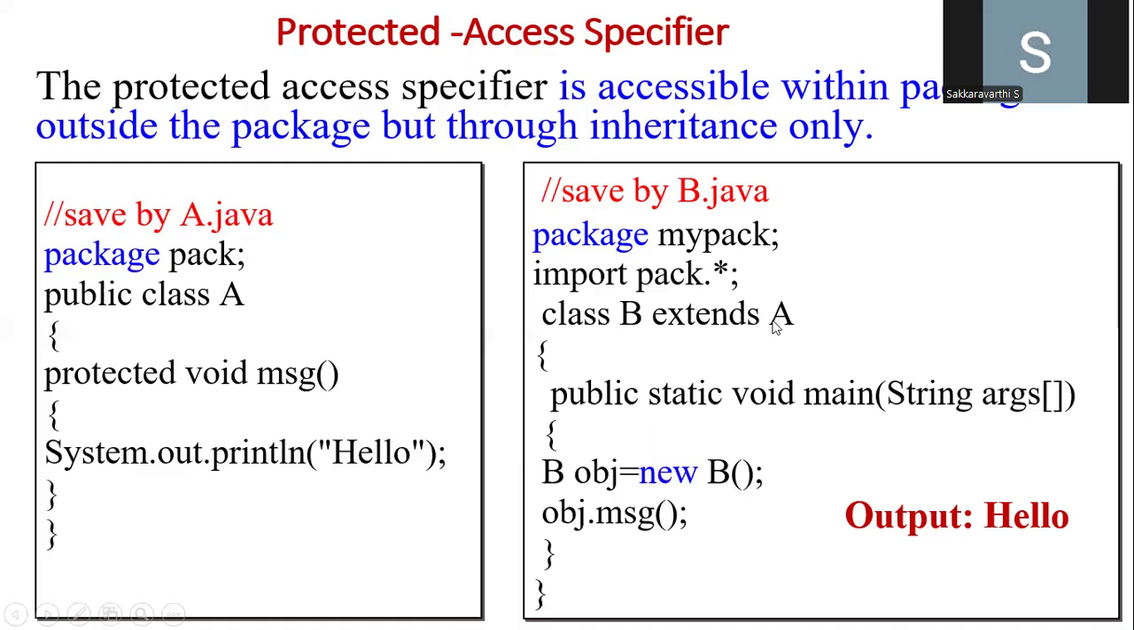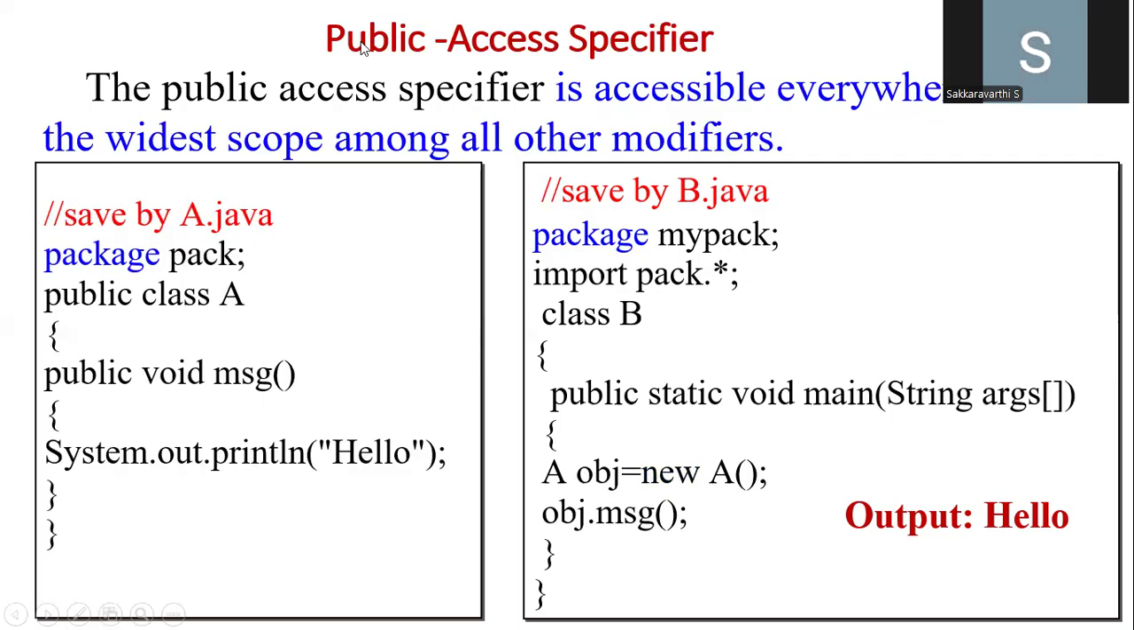We are performing the inheritance. Class B extends A. So it is permissible. So the output is hello. We can create the object for class B and access the method message. The message method is not available in class B, but it is invoking the message method present in the parent class A. So it is permissible because we are using the protected access specifier.